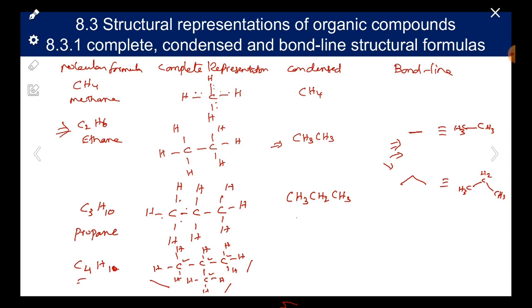So how to write in a condensed form? CH3, CH, CH3, CH3. Right? So this kind of structure you can write. Okay, so this is called 2-methyl propane. The naming part we will discuss in the upcoming videos. You can simply learn how to write the full structures.